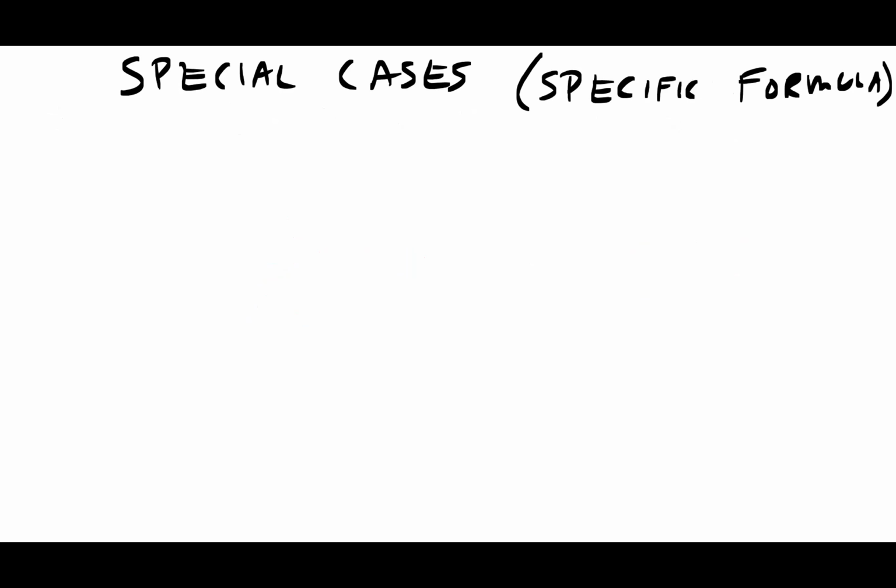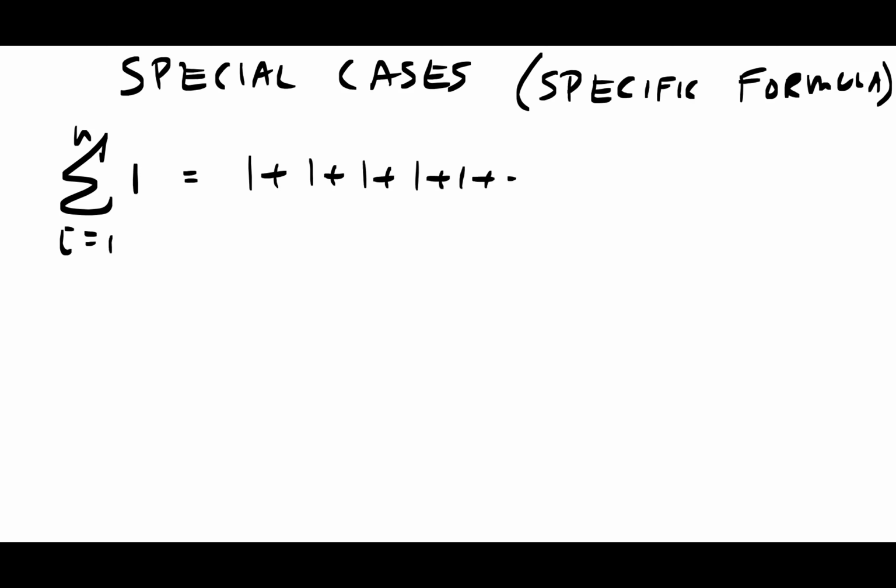First case: sigma, I going from 1 to n, of just 1. That's fun. My question is, what is the expanded form? But eventually, what's the formula that gets me there faster? Let's talk about the formula itself. So really what I'm doing is 1 plus 1 plus 1 plus 1. How many times? n times, right? Just to the n, because n is our stopping point.